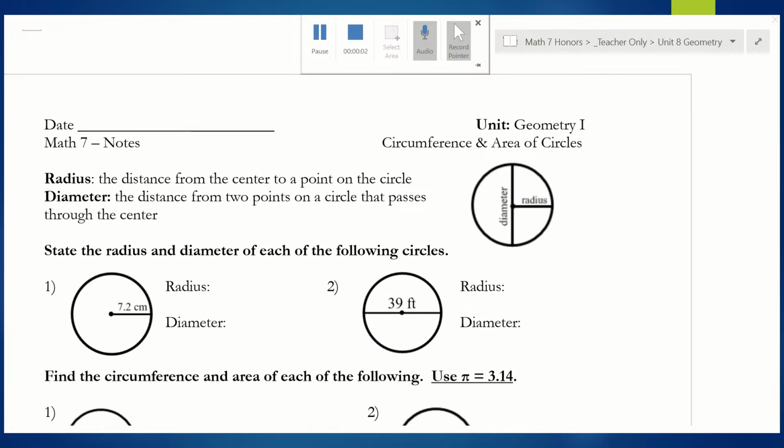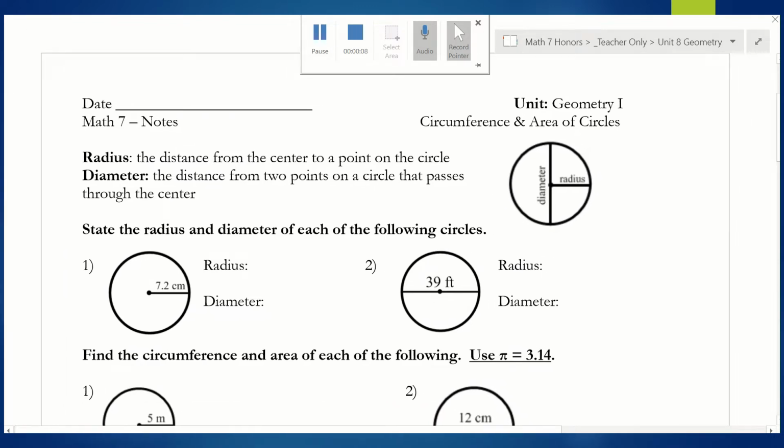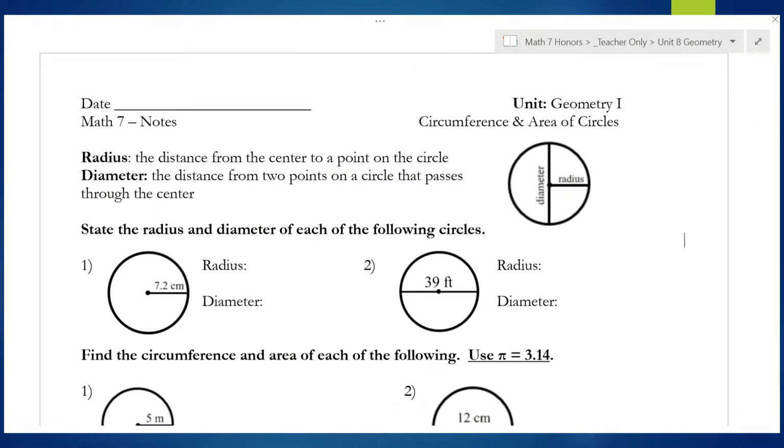Hi everybody. Today we're going to talk about how to find the circumference and the area of circles. So you probably talked about circles last year in 6th grade, but this year we're going to go a little bit further with them. But just to refresh our memories, let's talk about the difference between the radius of a circle and the diameter of a circle.